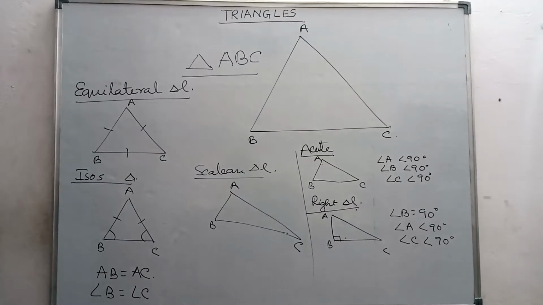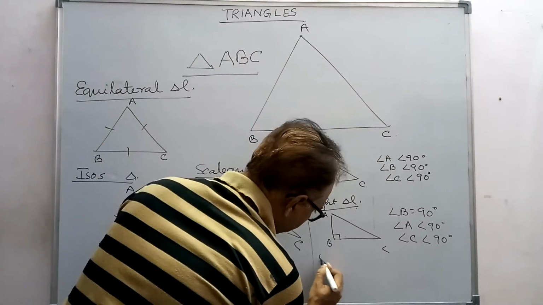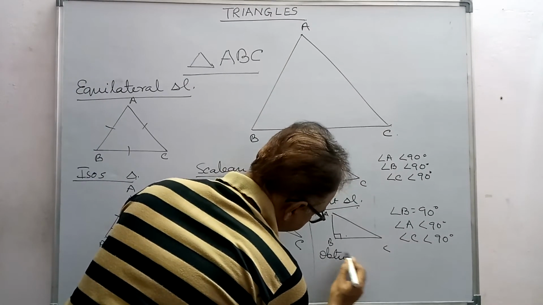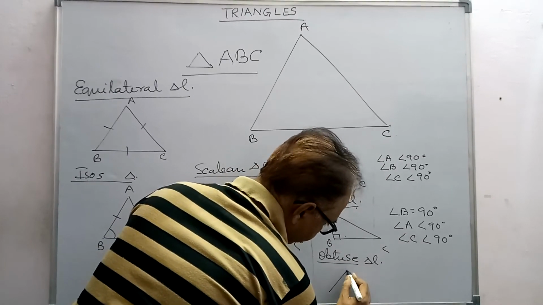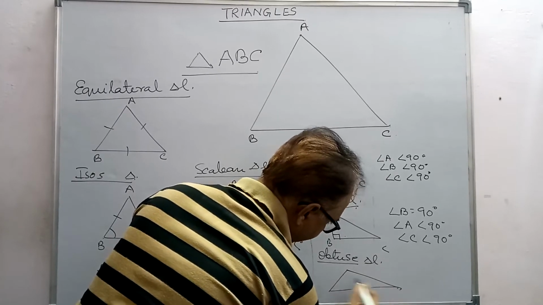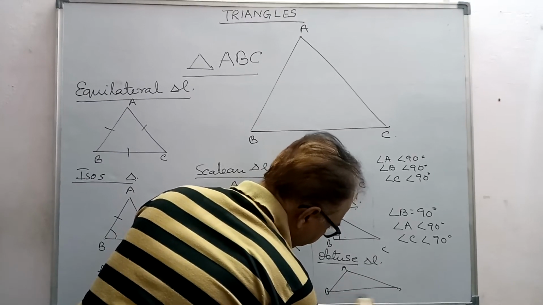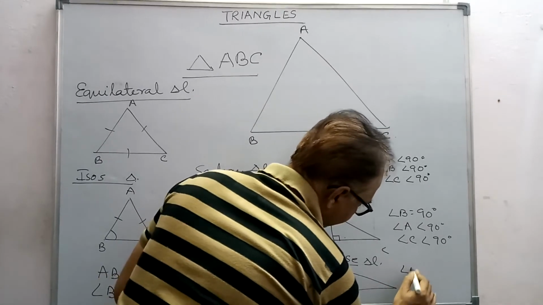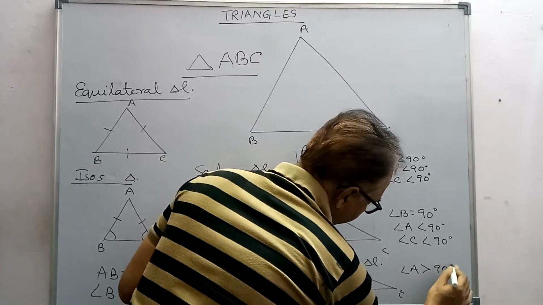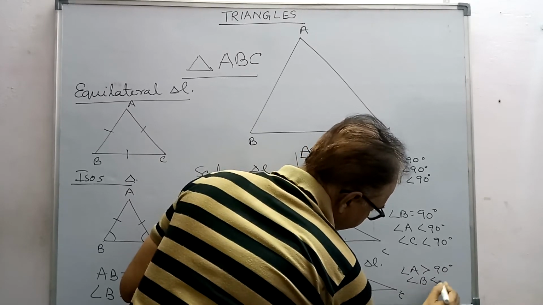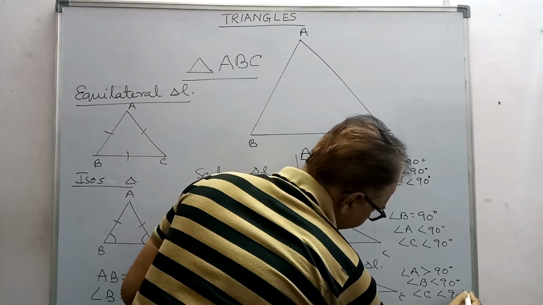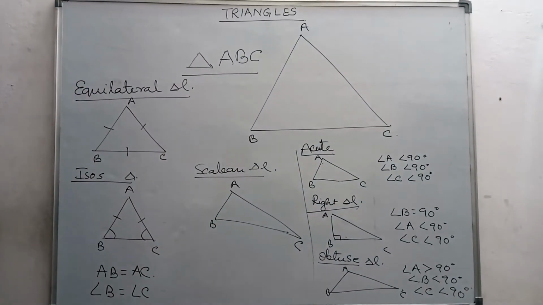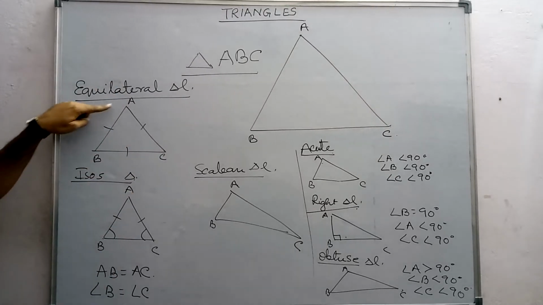Then we have the obtuse triangle. In an obtuse triangle, one angle is more than 90. A, B, C. Angle A is greater than 90, but angle B is less than 90 and angle C is less than 90. Okay. So here, on the basis of the sides, the triangles can be classified as equilateral triangles.